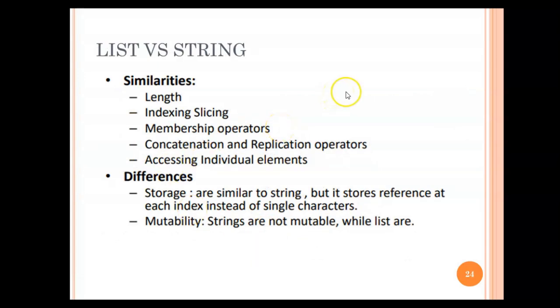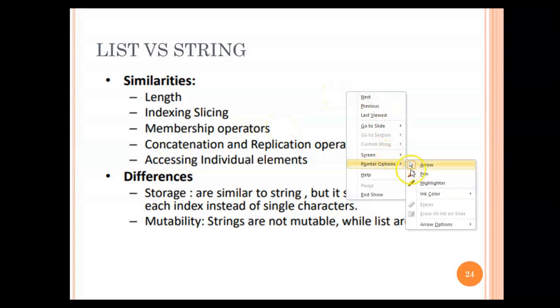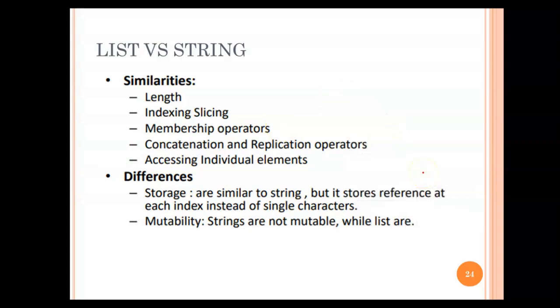Now if you compare, because a string is also a sequence, right, and a list is also a sequence, what all similarities are there between these two and what all differences are there between these two? That is very, very important, right? So what are the similarities? See, the length. How can I find the length of a list, or even the length of a string?